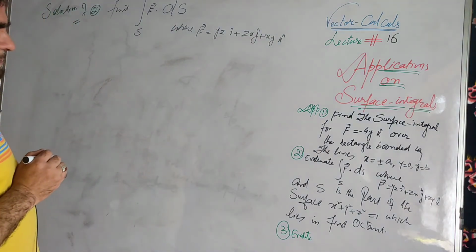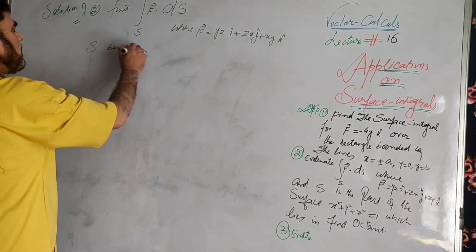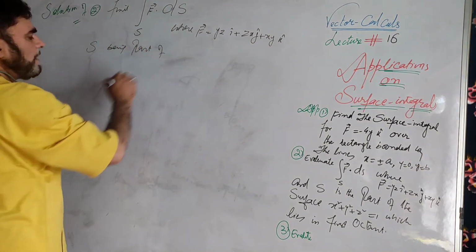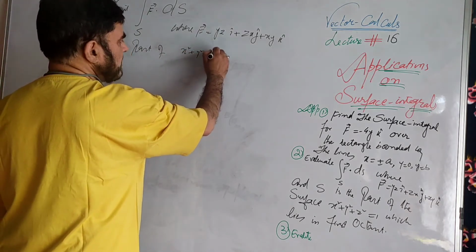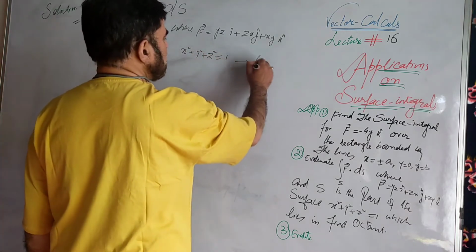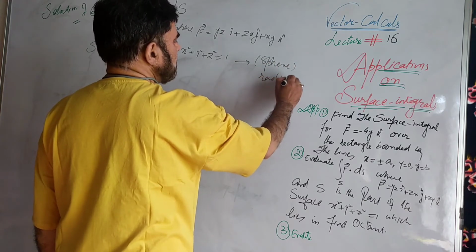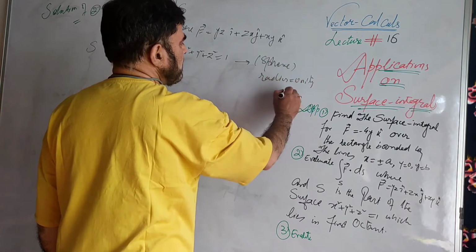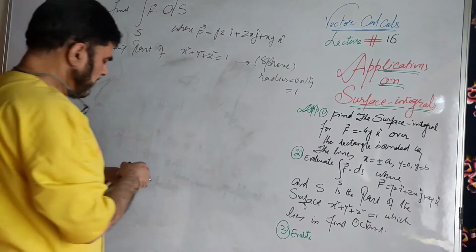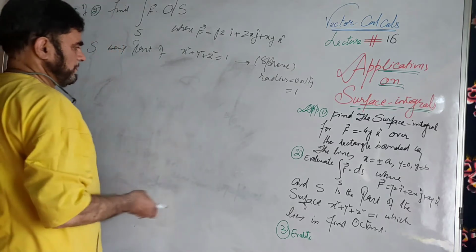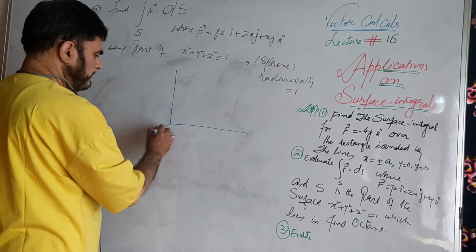And S is the part of the surface x square plus y square plus z square equal to 1. You know what this is? It is a sphere having radius equal to unity. Well, when you draw this surface this way, it is a sphere.